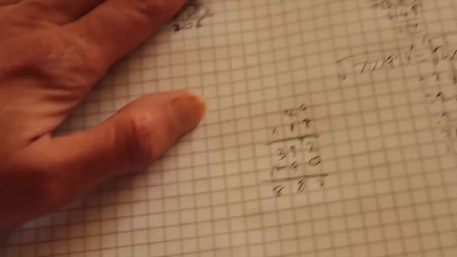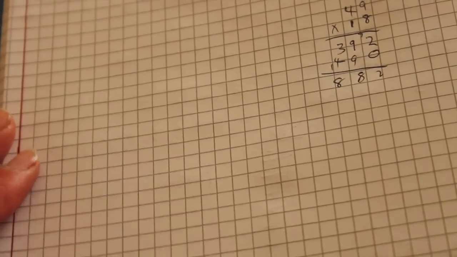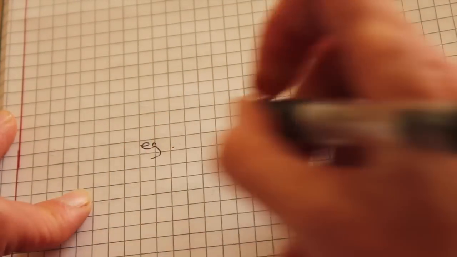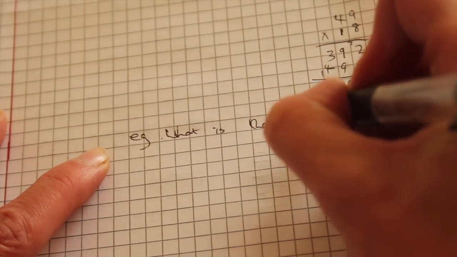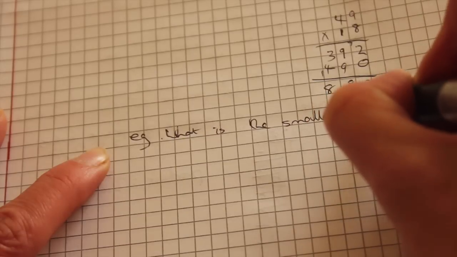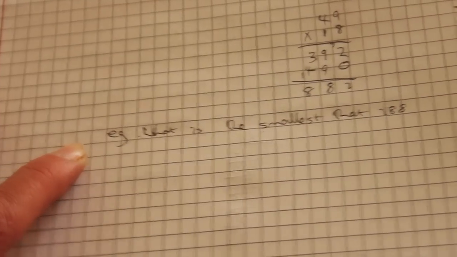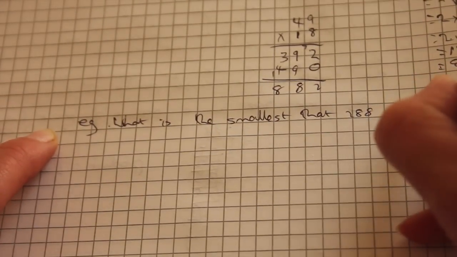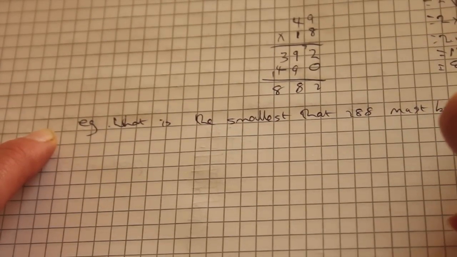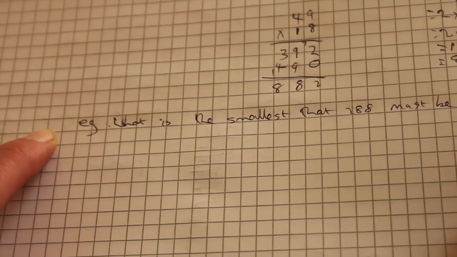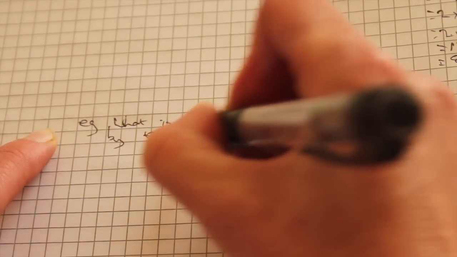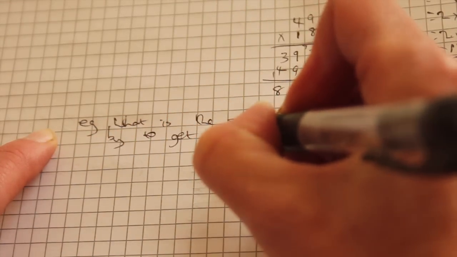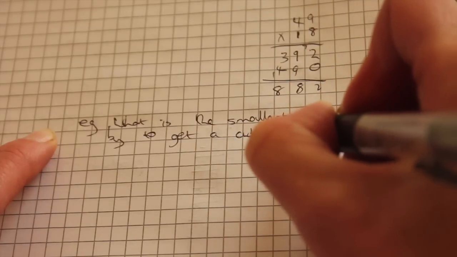Now, the other one I want to look at here is quite an advanced example, and it basically is: what is the smallest number that 288 must be multiplied by to get a cube number? So this is quite a hard one, to be fair.